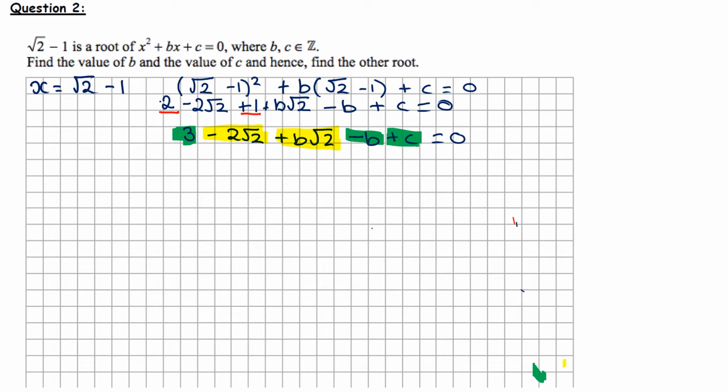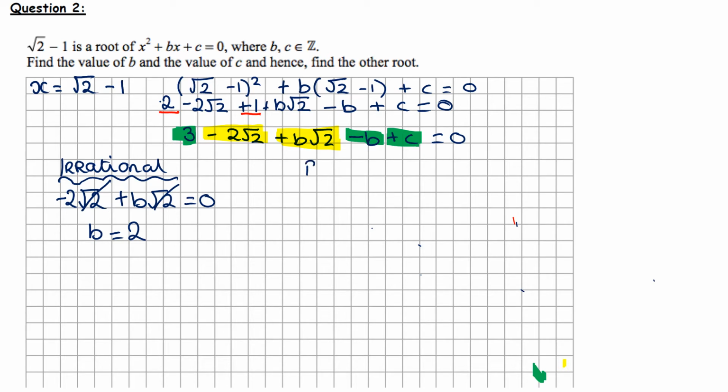So here we can say, let's start with the irrational terms. The irrational terms must be equal. So on that side we have minus 2 root 2 plus b root 2, and that all equals 0 because there are no irrational numbers on the right hand side. Working that through, we can get rid of the root 2s and we're left with b equals 2.